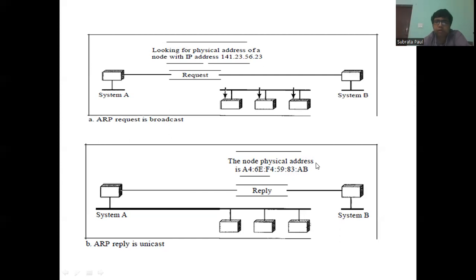Now this is the overall operation of ARP. So today we have discussed address mapping. Why do we need address mapping? What are the different ways to do address mapping? And we have seen the basic operation of ARP.